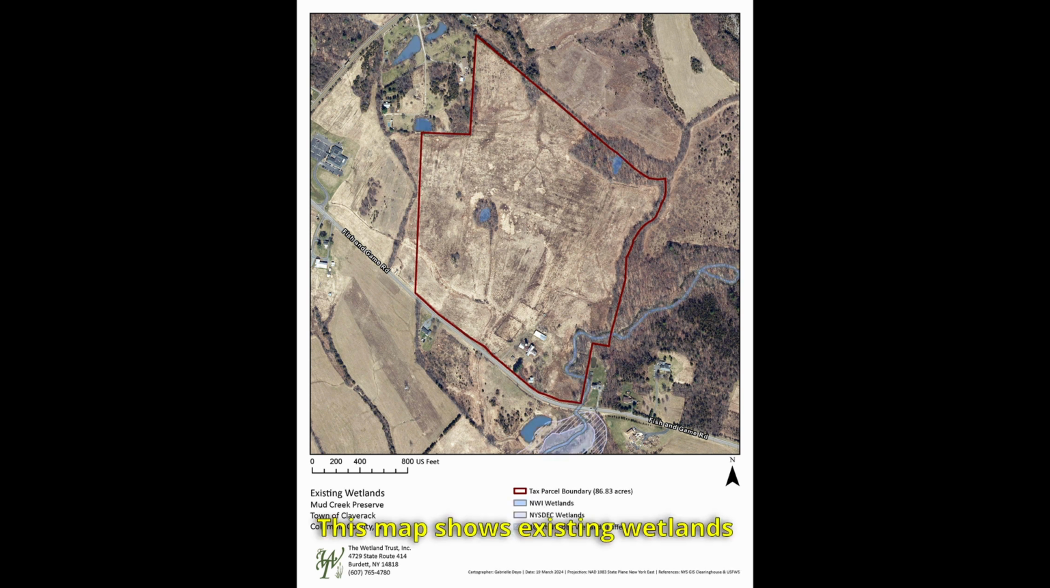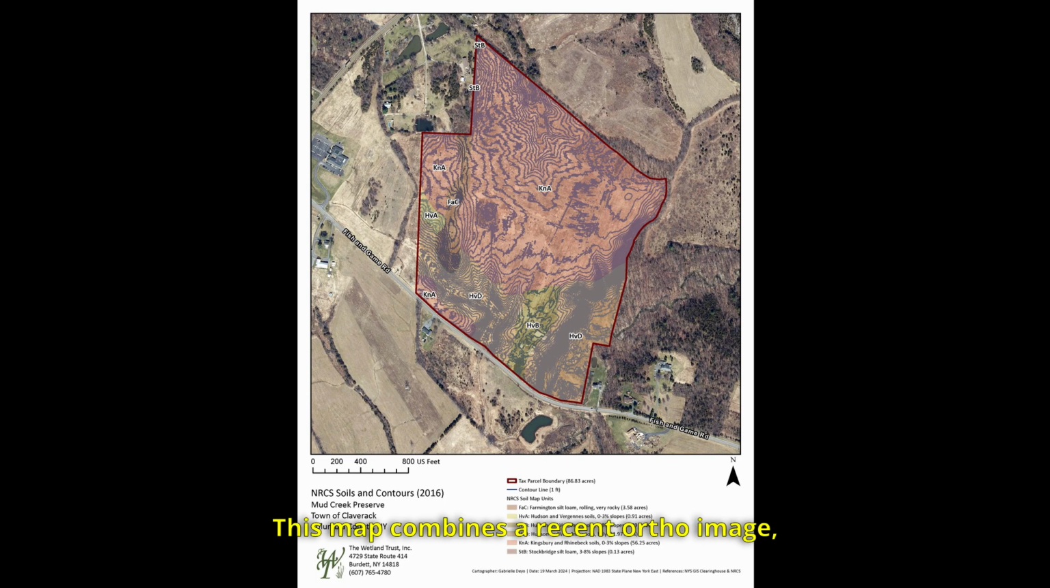This map shows existing wetlands identified by the National Wetland Inventory and wetlands designated by the New York State Department of Environmental Conservation, the DEC. This information is of great importance when designing wetland projects, so you know where and when permits may be needed prior to construction. This map combines a recent ortho image, 1 foot contours, and NRCS soil mapping units.